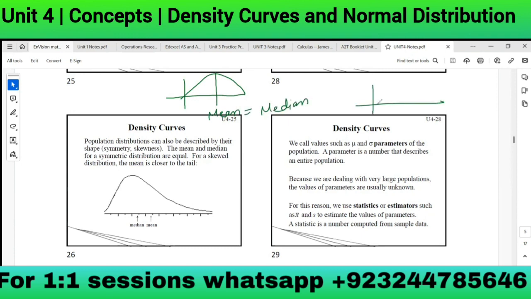But if we have a distribution like this, skewed to the left, then for a skewed distribution, the mean is closer to the tail. So the median will remain in the center. The median is there in the center, but the mean is closer to the tail. If the distribution is like this, then the median is still in the center, but the mean is near the tail. So this is all about density curves, mean, median, and mode.